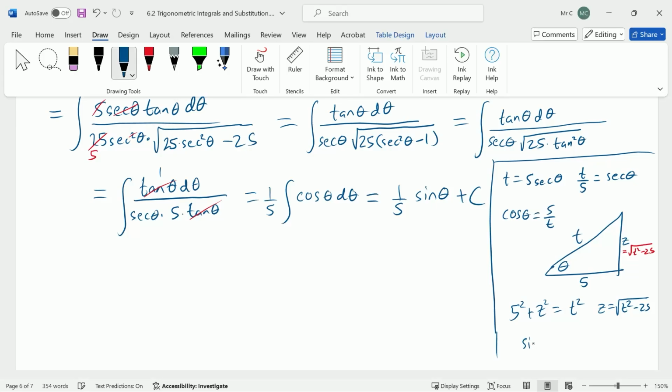And so what is sine of theta? Opposite over hypotenuse. That's the square root of t squared minus 25 over t. So now I go back to my integral, replace it with my expression in terms of t, and we're done.